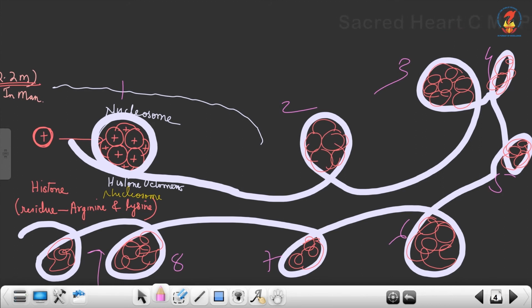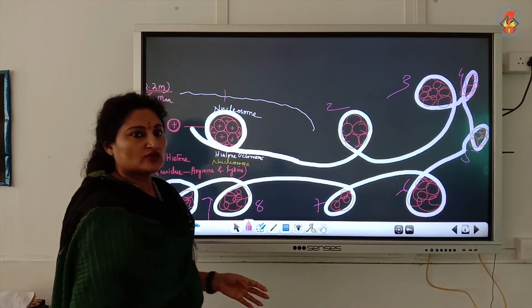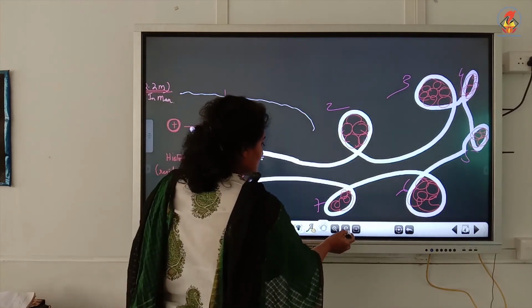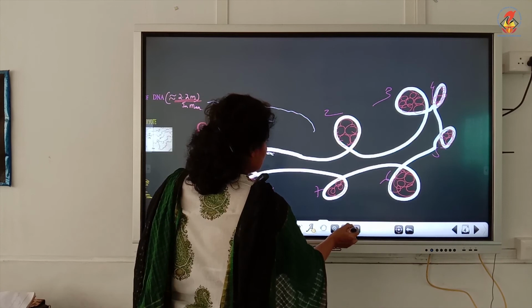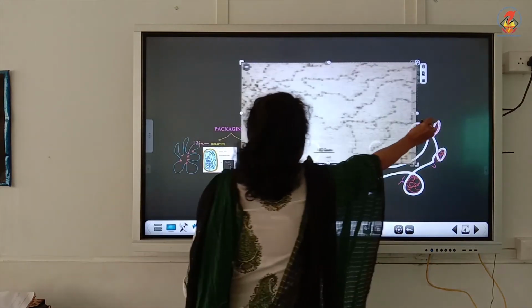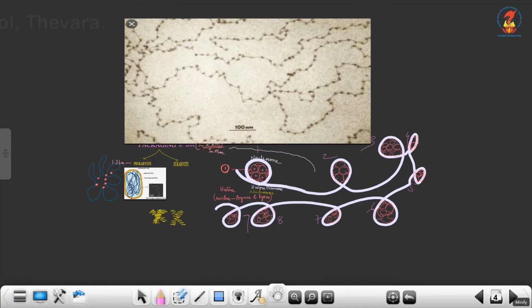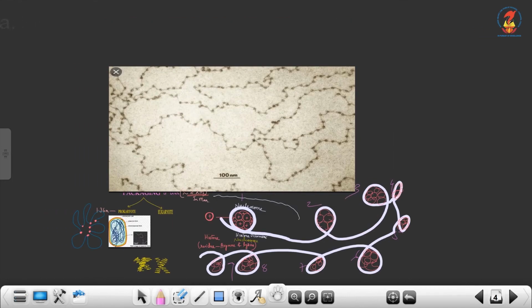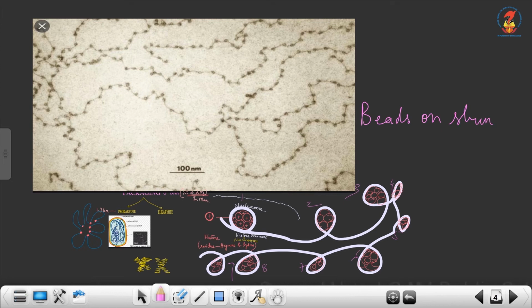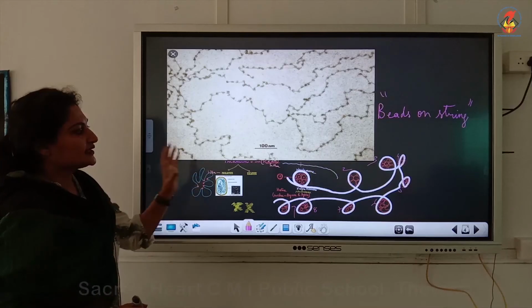That way many nucleosomes are found in such a way that when you see under the electron microscope the interphase stage, you will see the chromatin in the form of a thread or string structure. It is known as the beads on string structure. So this is the structure you observe under the electron microscope, and this phase is called the interphase stage. See, it's just like the beads on string. Clear? I hope you have understood how the DNA is packaged.